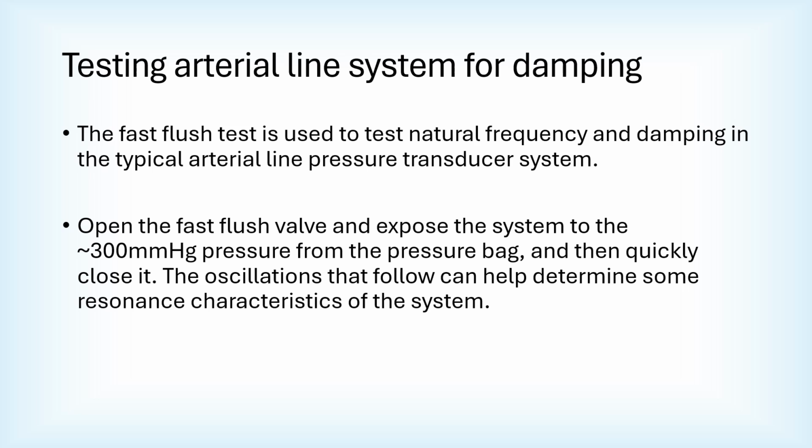The fast flush test is used to test natural frequency and damping in the typical arterial line pressure transducer system. To do this, open the fast flush valve and expose the system to 300 millimeters of mercury pressure from the pressure bag, and then quickly close it. The oscillations that follow can help determine some resonance characteristics of the system.